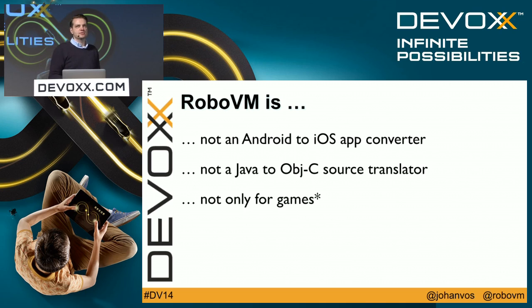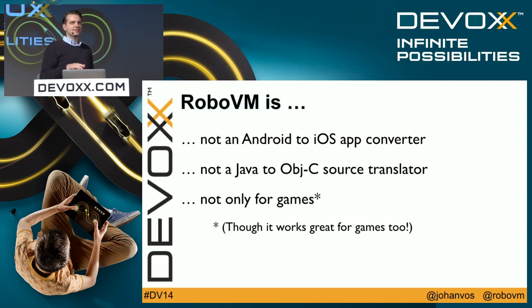And RoboVM is not only for games. So far, most of the apps that have been built using RoboVM are games. I should also add that it does work great for games. But the reason why there are so many games is that we helped the libgdx community to bring libgdx to iOS. And libgdx is this game development framework that lets you develop games in Java. Using a single code base, you can deploy your game on Android, the desktop, in the browser, and using RoboVM also on iOS.